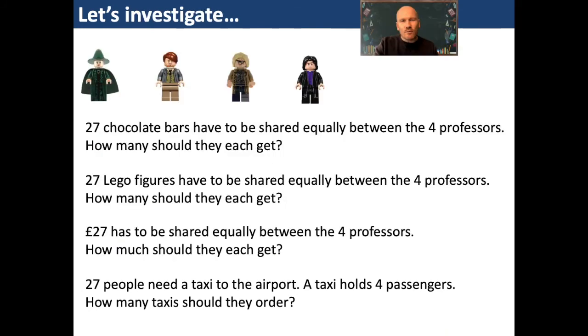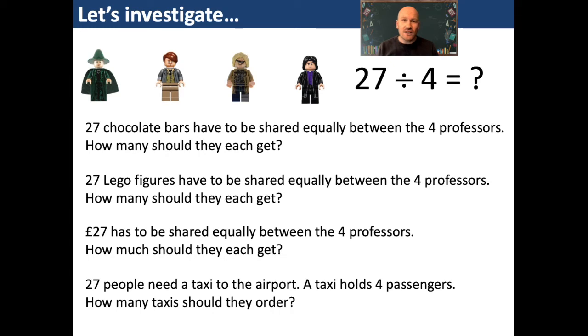Each of those problems that we looked at were based on the same number story that we introduced earlier on, 27 divided by 4. We solved those using 2 different strategies. We shared for the first 3 and we grouped for the last problem. And what determined that choice? The context of the problem itself.